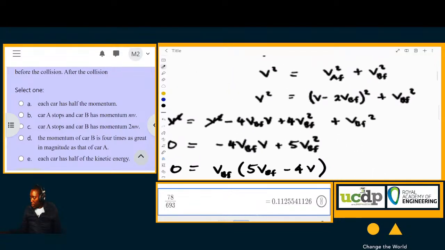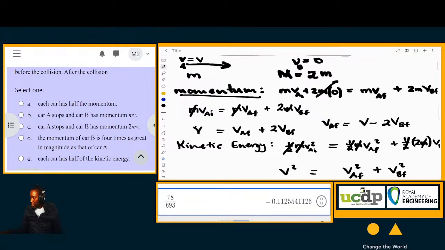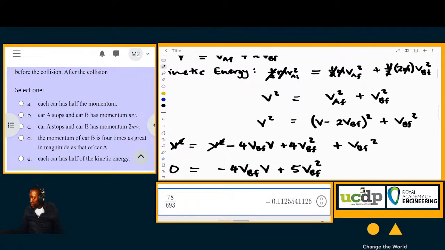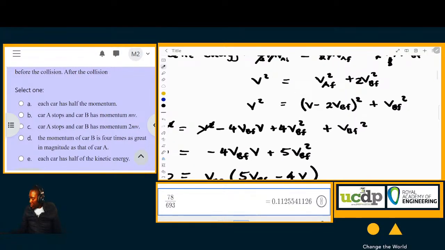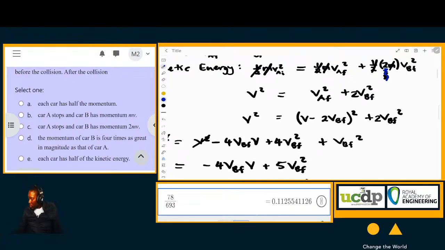I think something is not right. What did I do wrong there? Yes. This is VA squared equals VAF squared plus 2VBF. There's a 2 there. I left that 2 down there. So this 2 should come back here. Let me change the color and correct. So it is this 2 which was missing. We add it back there.